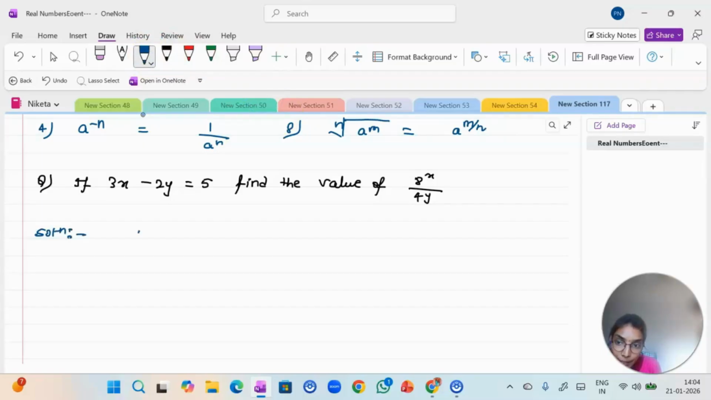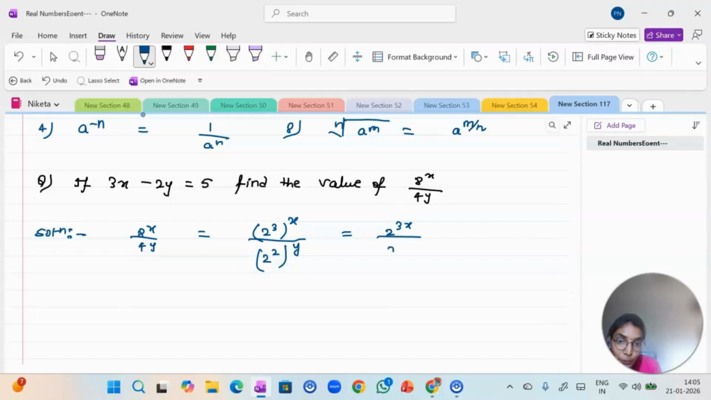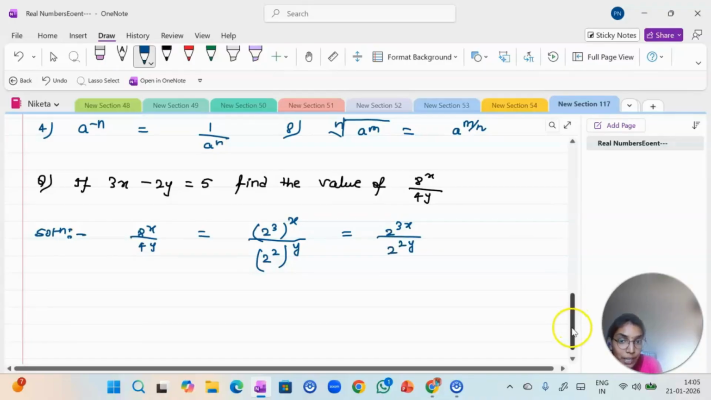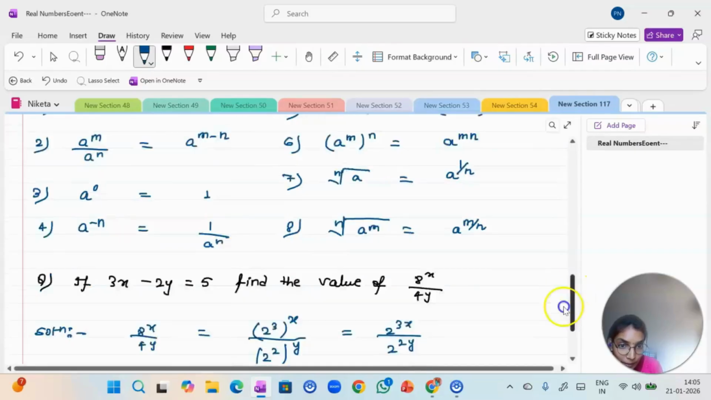Suppose we have 8 to the power x over 4 to the power y. Can we write this 8 as 2 to the power 3 whole power x? Similarly, can we write this 4 as 2 to the power 2 whole power y? So from here you will get 2 to the power 3x over 2 to the power 2y. We have used the sixth formula in this one.